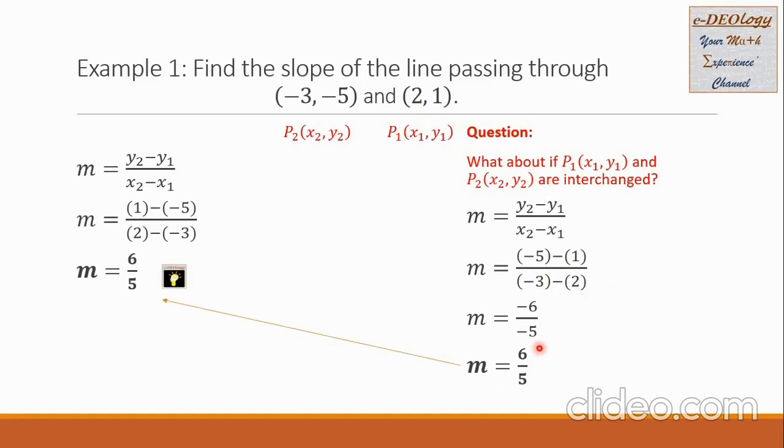And we can see that the answer here is the same as our answer in the first method. For our conclusion, we can say that given any 2 points, we can pick any point to be the P sub 2 and the other point to be P sub 1, or vice versa, and we will have the same answer.